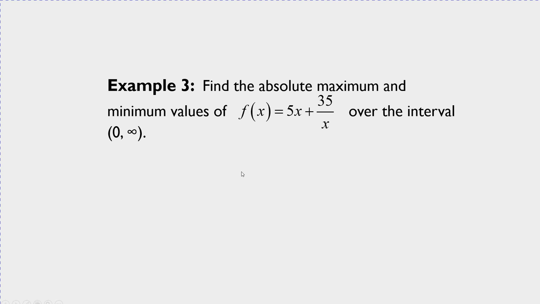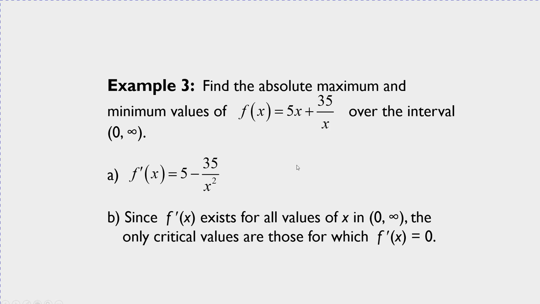Let's find the absolute maximum and minimum values of the function f of x is equal to 5x plus 35 over x over the interval from 0 to positive infinity. So my interval goes from 0 to infinity. To do this, again, you're going to have to find the first derivative. If you find the first derivative of this function, you get 5 minus 35 over x squared. Since f prime of x exists for all x from 0 to infinity because it's an open interval here, the only critical values are those for which f prime of x is equal to 0.